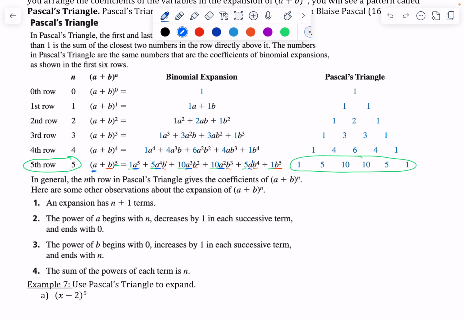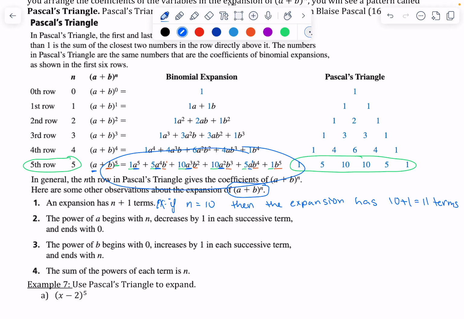The first thing to note is that an expansion of the form a plus b to the power of n will have n plus 1 terms. So let's say, for example, if n is 10, then the expansion has 10 plus 1, 11 terms. And we can see that again in this example, because we have 1, 2, 3, 4, 5, 6 terms, and the power we were being raised to was 5, okay?